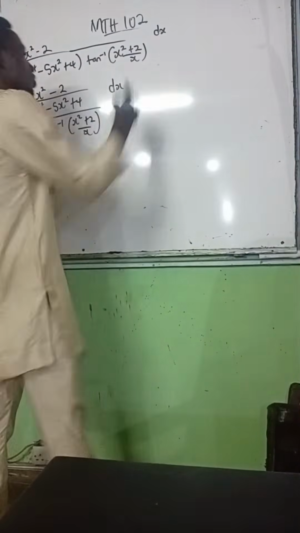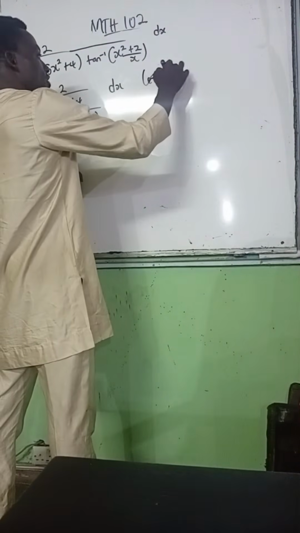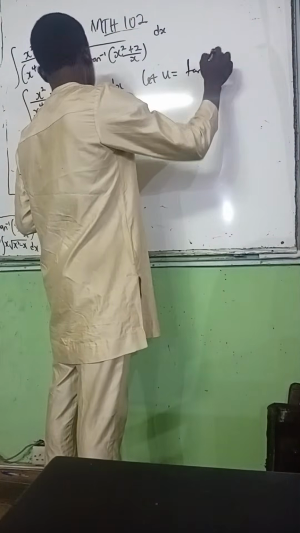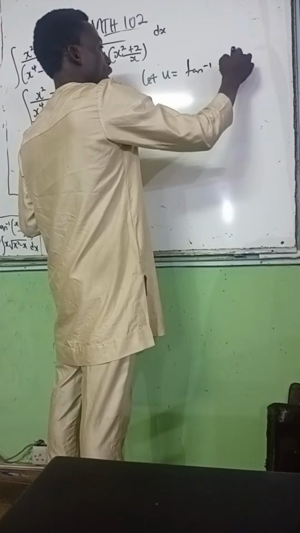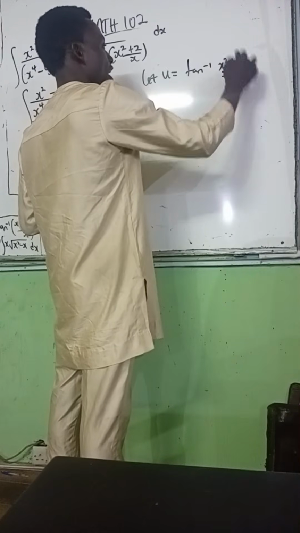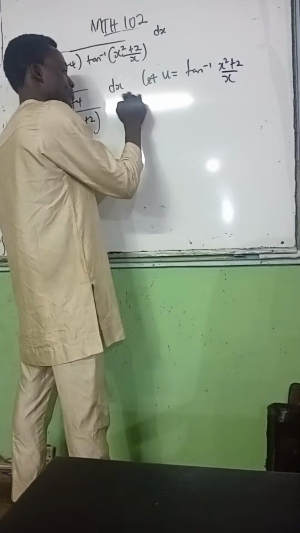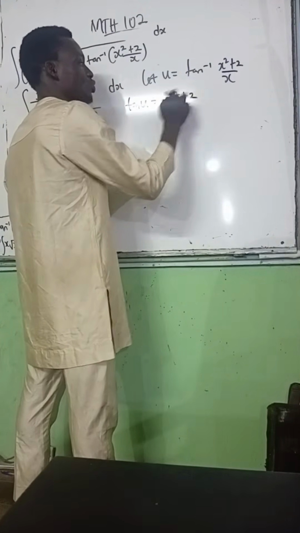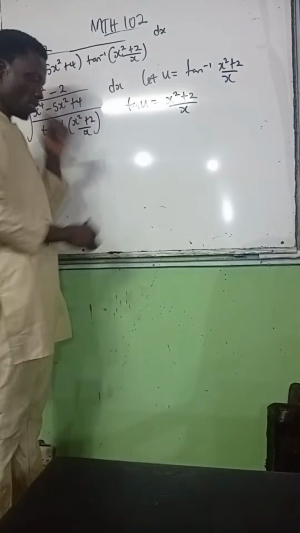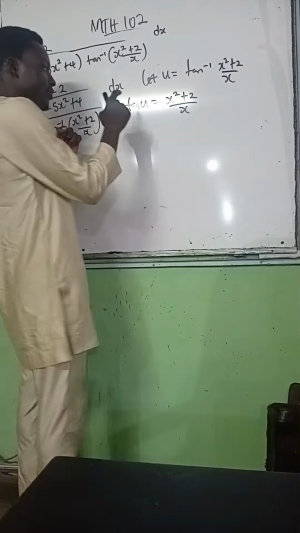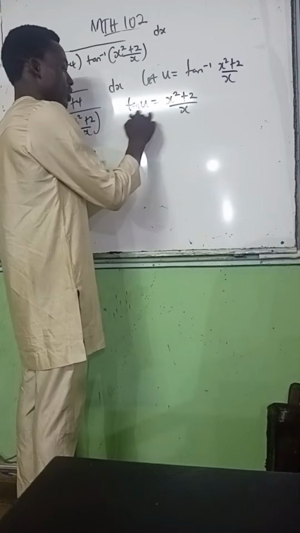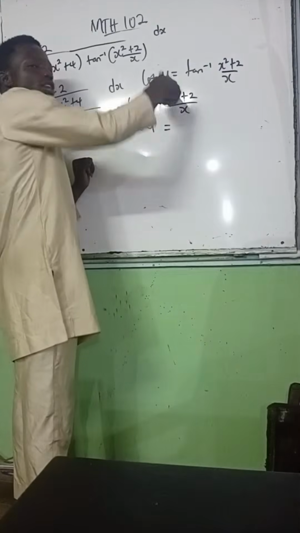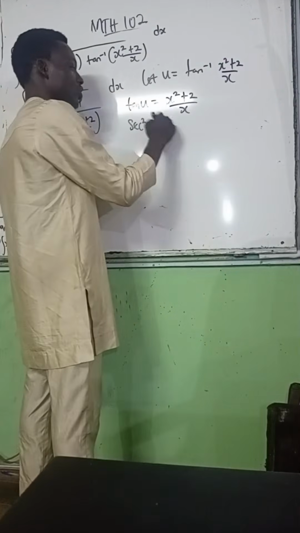So now let u be equal to tan inverse of (x squared plus 2) over x. That means tan u will give us (x squared plus 2) over x. If we differentiate tan u, what do we get? sec squared u du.